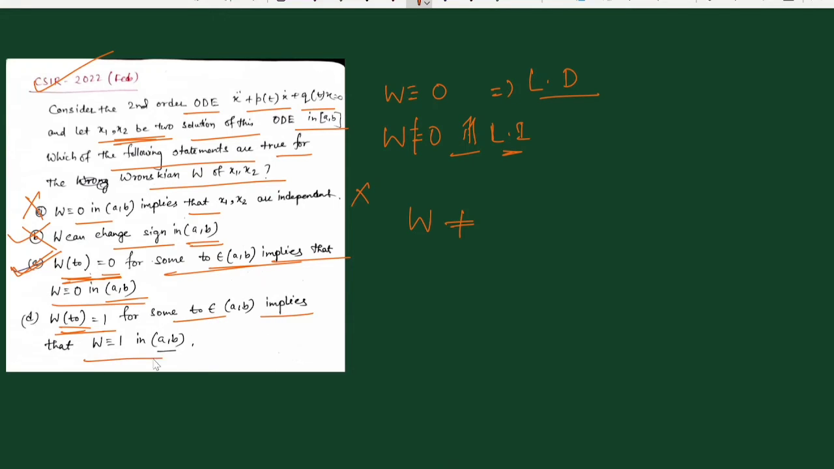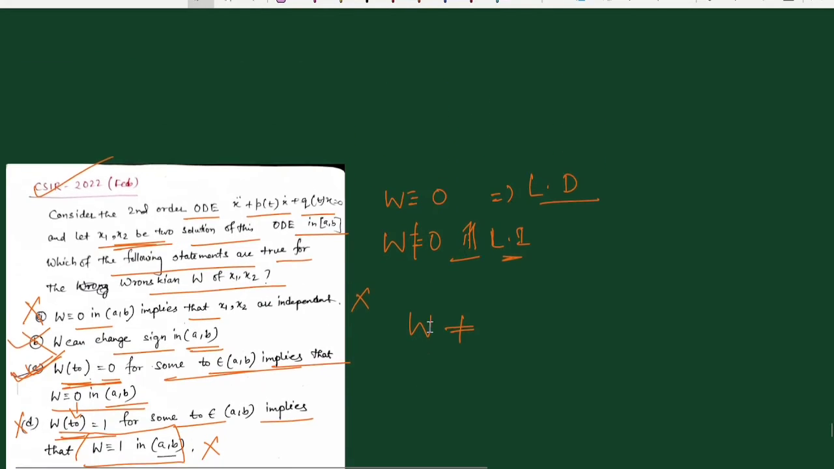This implies Wronskian equal to 1 throughout the interval. This is never true. There are many values of t0 for which you can find the Wronskian at that point is also equal to 1. This is never clearly not true option. So only option C is correct. This is clearly an easy problem.